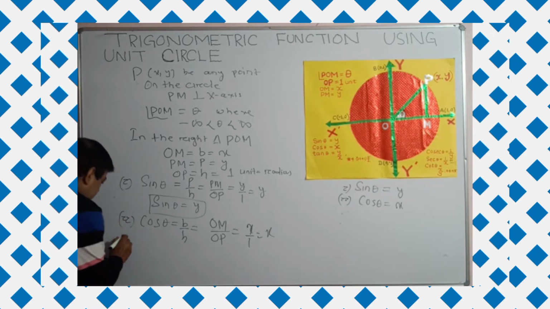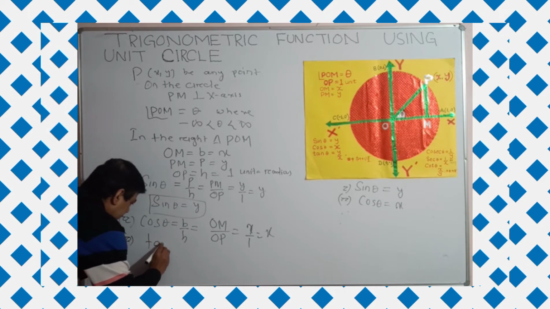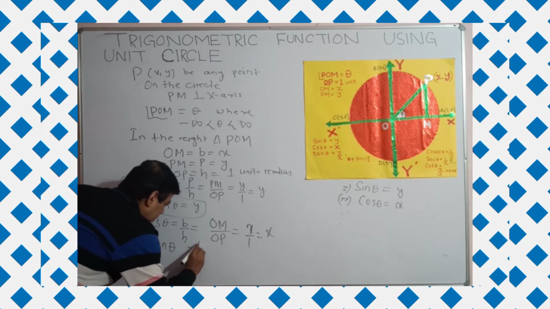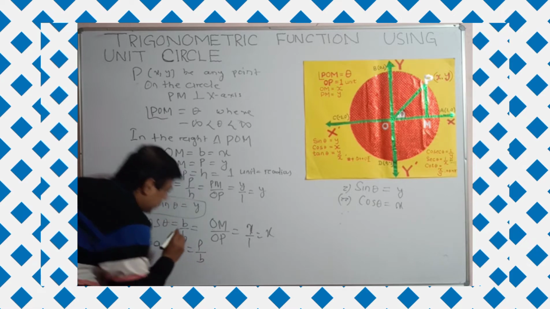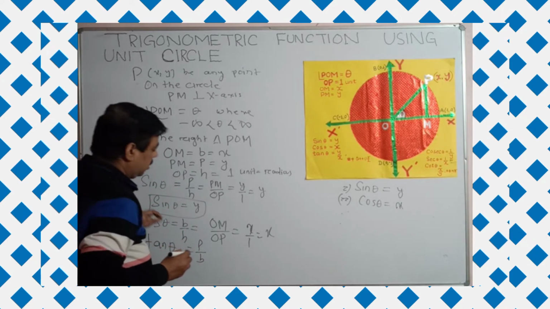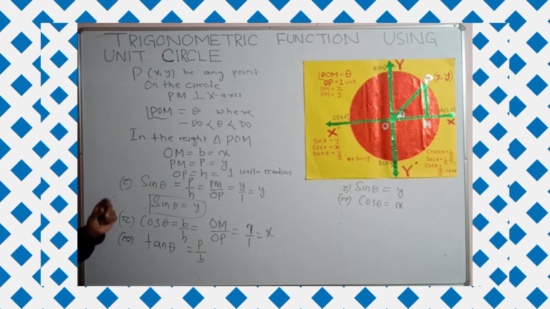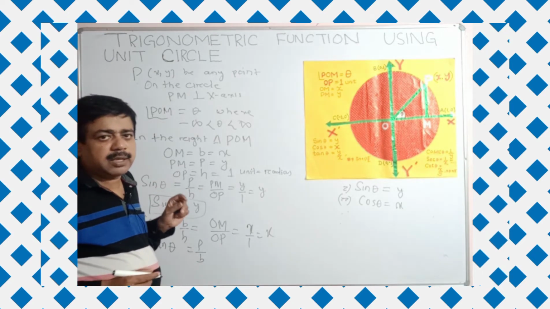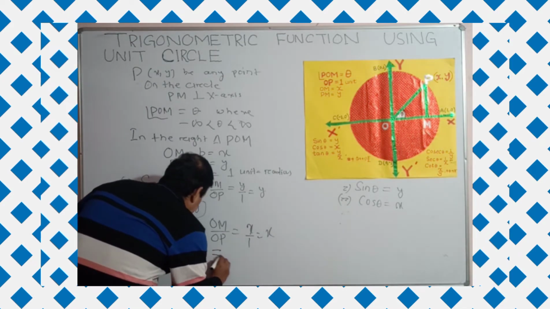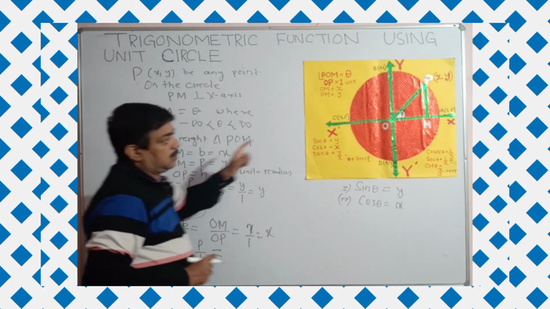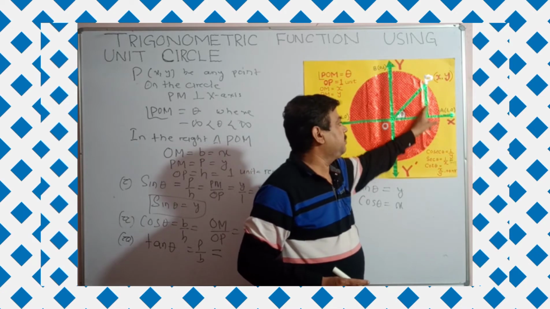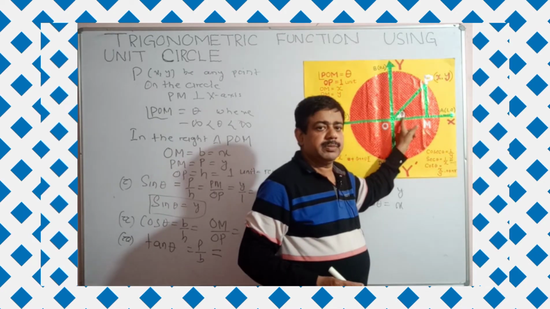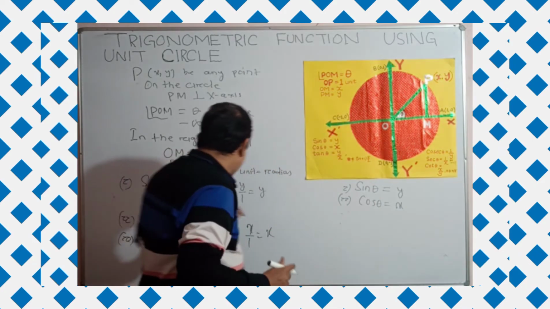Third point you see. Third point is tan theta. And tan theta is known as P upon B, perpendicular by the base. Opposite side. Ratio between the opposite side and the adjacent side with respect to the acute angle of the right angle triangle. P by B. So here P means what? Here the perpendicular is PM, and the base is OM. Yes or no? Are you able to see?